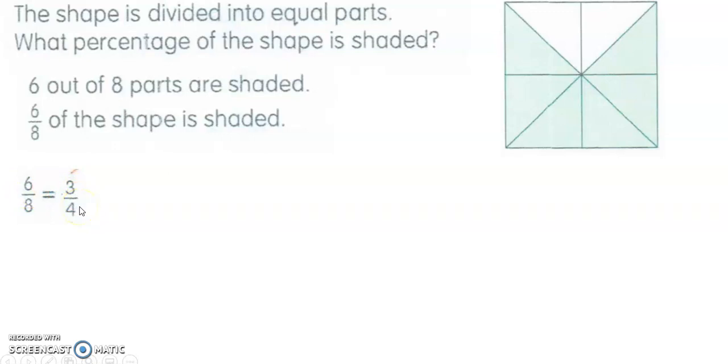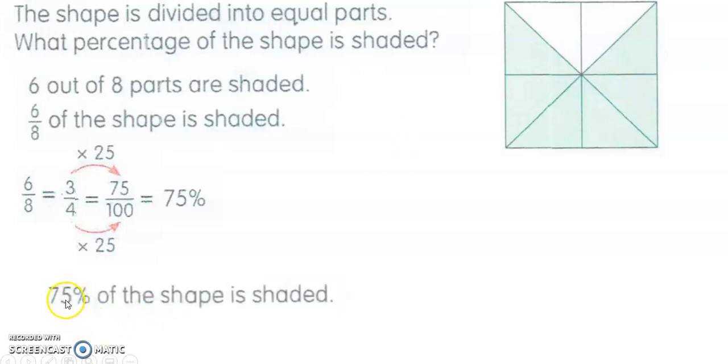Now it's easy for us to find an equivalent fraction with the denominator 100 by multiplying both numerator and denominator by 25. So this will become 75 over 100. Now we got the fraction with a denominator 100. This means 75%. So we can say 75% of the shape is shaded.